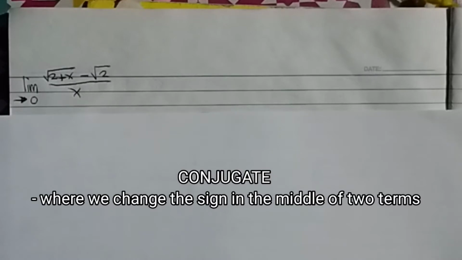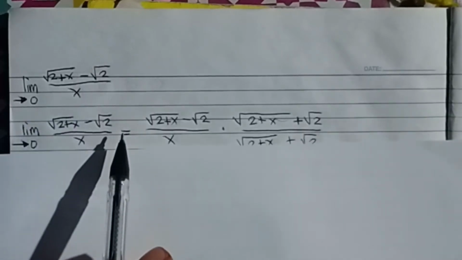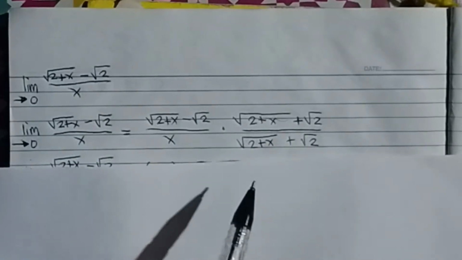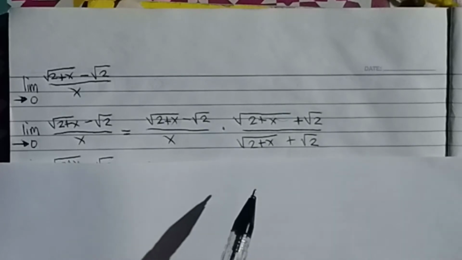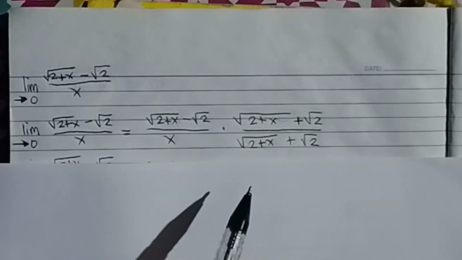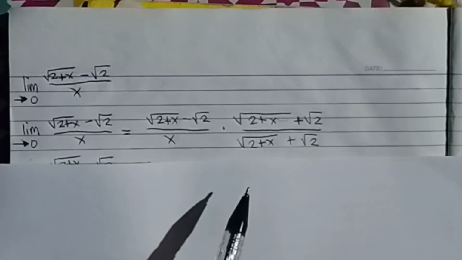So, yung conjugate is when we change the sign in the middle of both two terms. So, dito, yung numerator, kung yung numerator natin is square root of 2 plus x minus square root of 2, yung conjugate niya is square root of 2 plus x plus square root of 2. Ito yun. So, if we will observe this function, needed ng background knowledge natin in multiplying and adding radicals. So, just a little review, no?